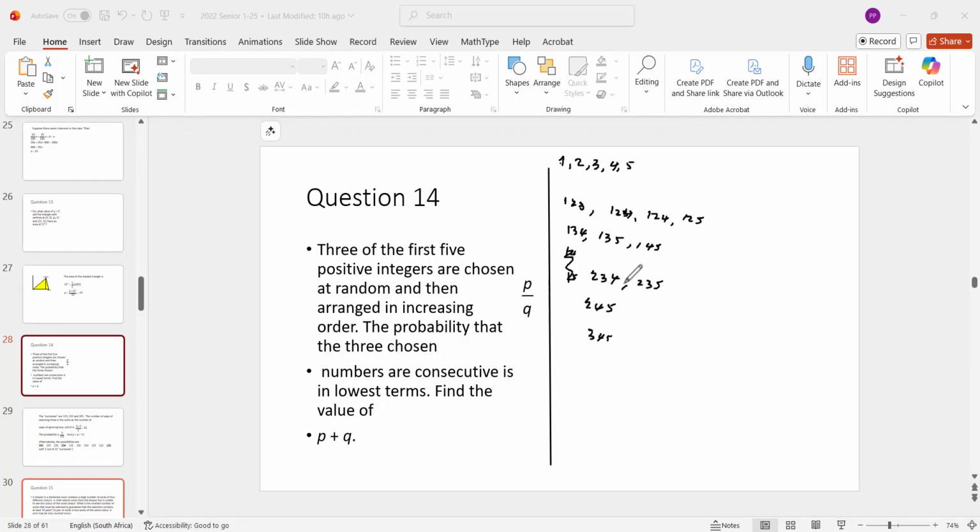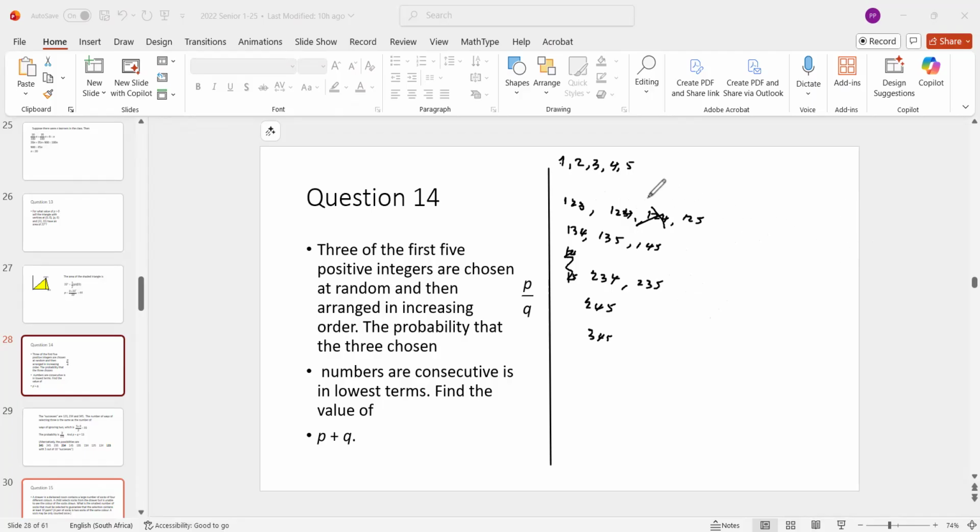I see I repeated 1, 2, 4 there. 1, 2, 3, 1, 2, 4, 1, 2, 5. So you got 10 altogether.